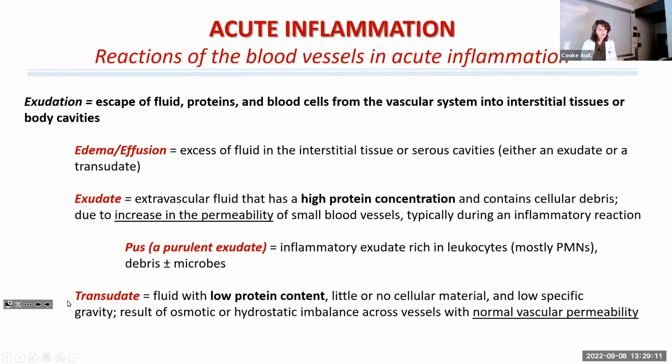On the other hand, transudate is an extravascular fluid with a low protein content. You notice the differences right now? Exudate, high protein content. Transudate, low protein content, little or no cellular material, and low specific gravity. This transudate is a result of osmotic or hydrostatic imbalance across vessels with normal vascular permeability. So let me give you the keywords. Exudate, high protein, inflammation. Transudate, low protein, normal vascular permeability.